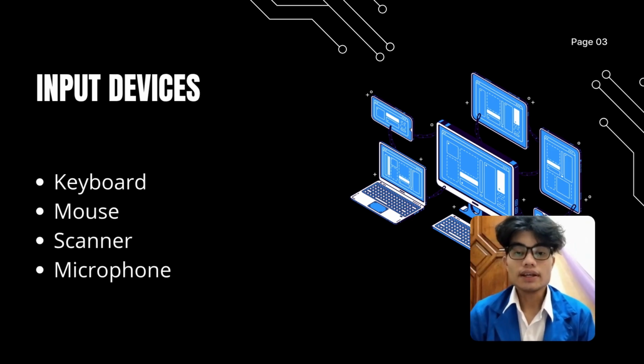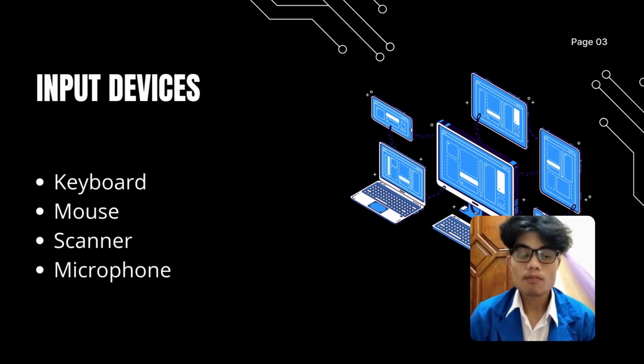Next slide. Input device. They have keyboard, mouse, scanner, and microphone. Input devices are used to enter data into a computer. For example, a keyboard is used for typing and a mouse is for controlling the cursor.